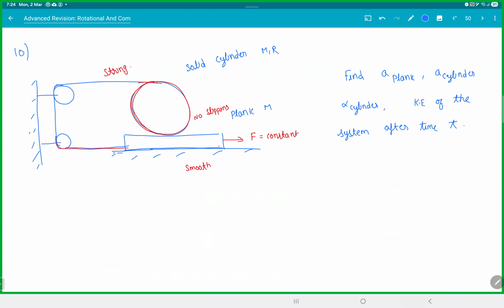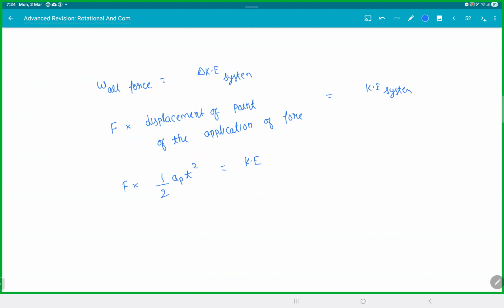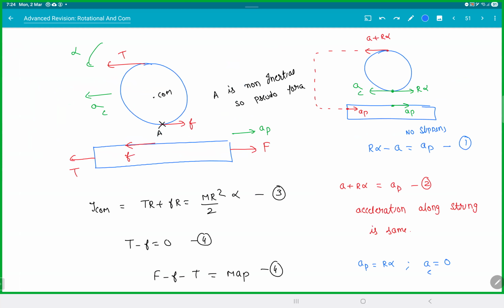The reason you are gaining energy, isn't it because of this F? There is no one else who is giving energy to the system. So F is giving energy. So work done by F must be the kinetic energy of the system. Clear with this? So there's no need to find omega, there's no need to find speeds or anything. You can just directly do it here and you'll get the answer. Any doubts on this?